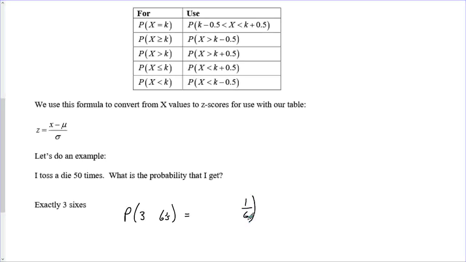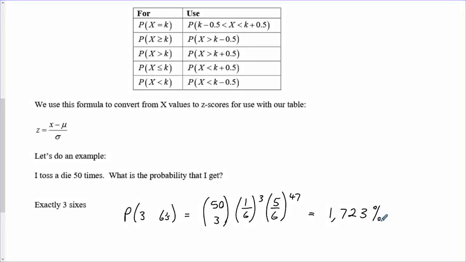The probability of a 6 is 1 in 6, and I want that to happen 3 times. The probability of a non-6 is 5/6, and I want that to happen 47 times. Then I have a coefficient at the front, which is 50 combination 3, and this allows for the multiple positions on which I could get my 3 sixes or my 47 non-sixes. When one works this out, the value is 1.723%. Not a very big chance at all. Remember that number, 1.723. I'll explain why in a bit.